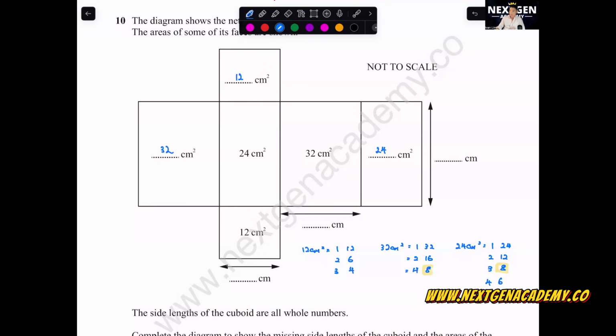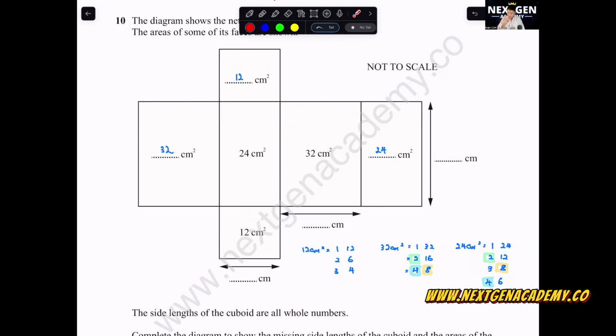4 and 6, my bad. Thanks, Viras. So 4 and 6 are also common. 4 and 4, then 2 also, and 1. But 1 is highly unlikely, because the values are quite big already. So can we use these 3 values, 2, 4, and 8, to make sense of the values here? Do you think it's possible?